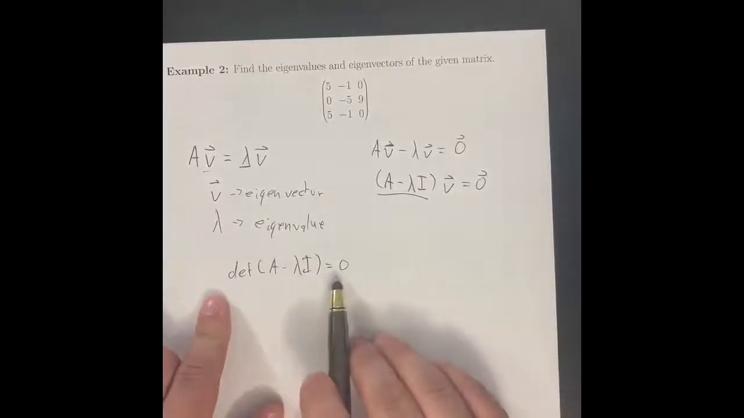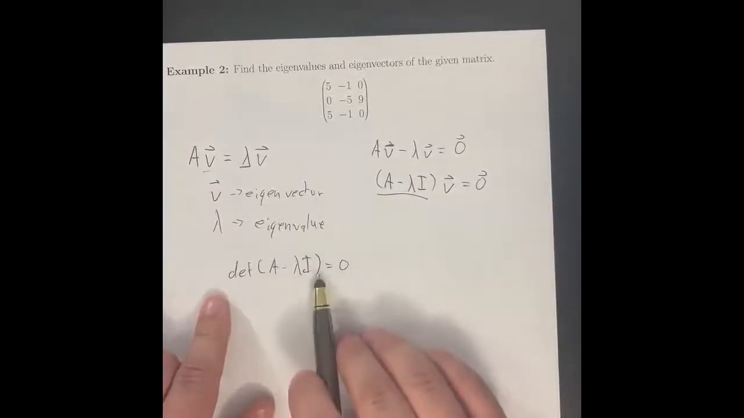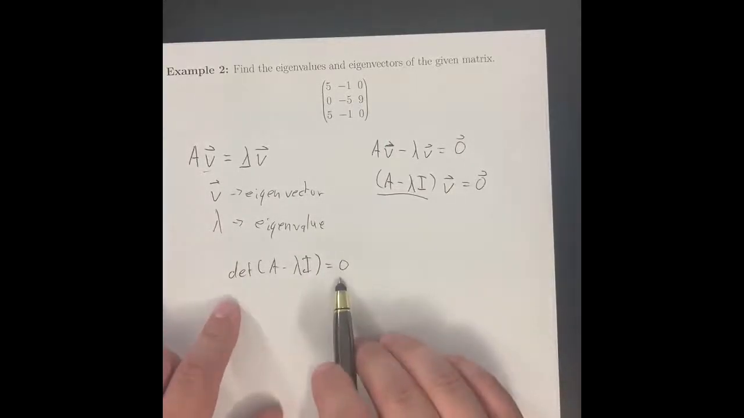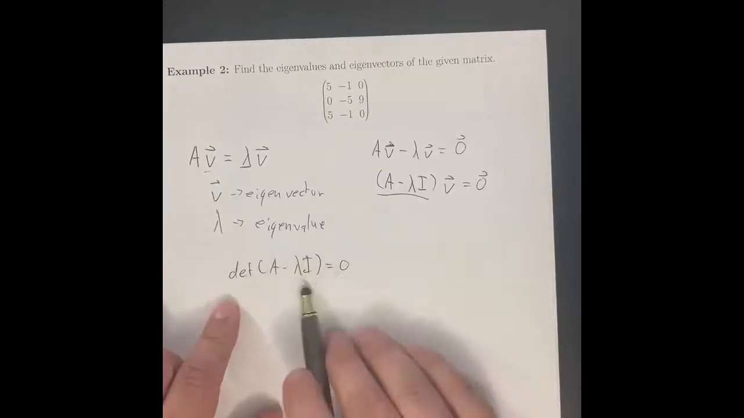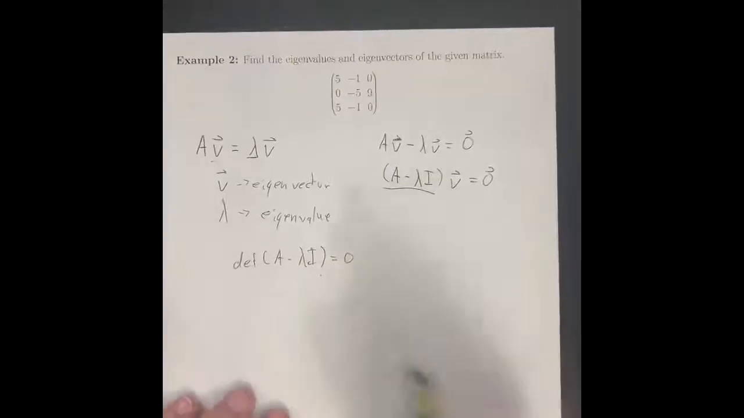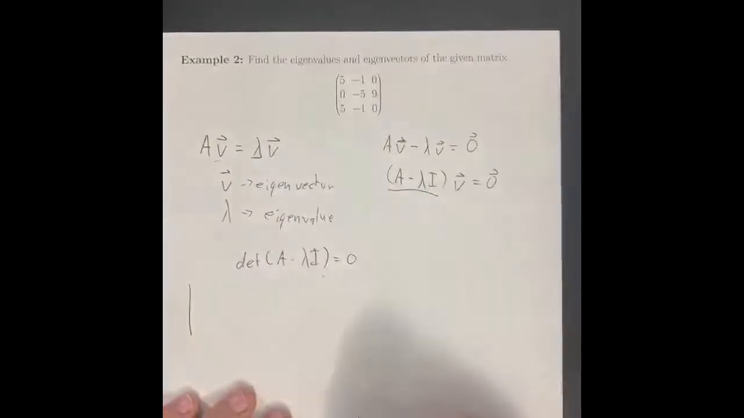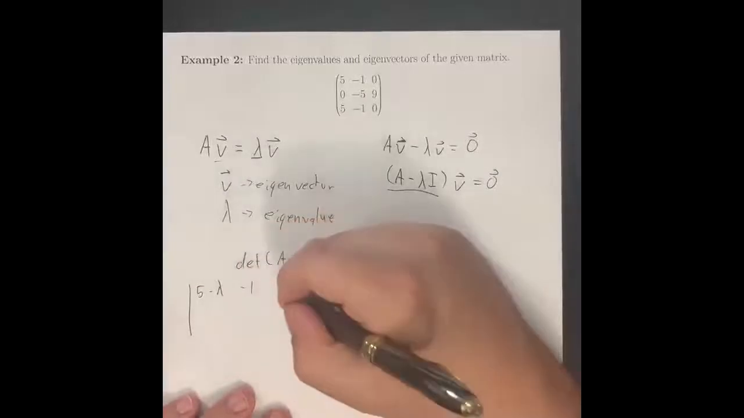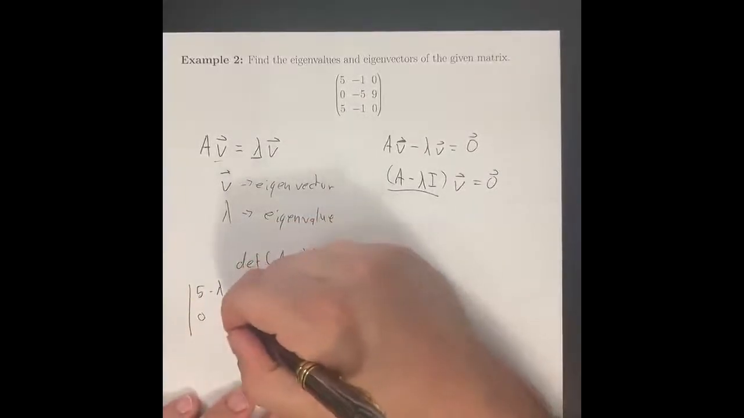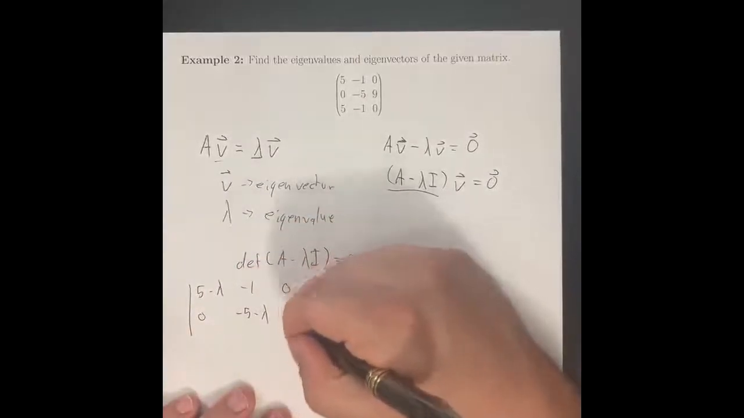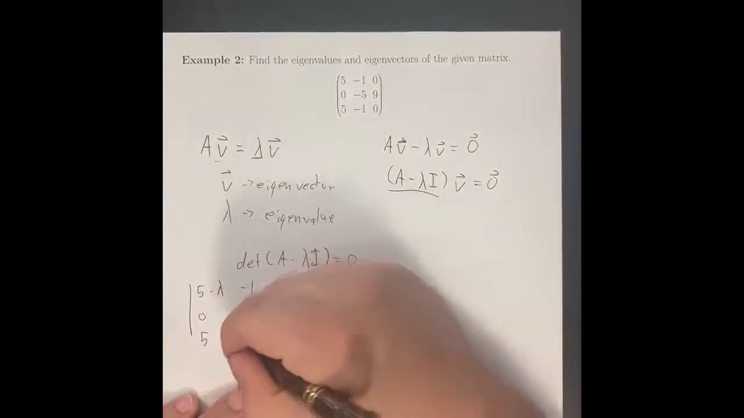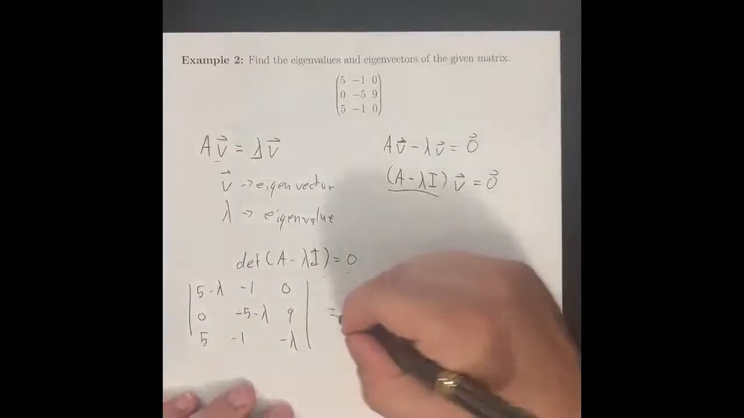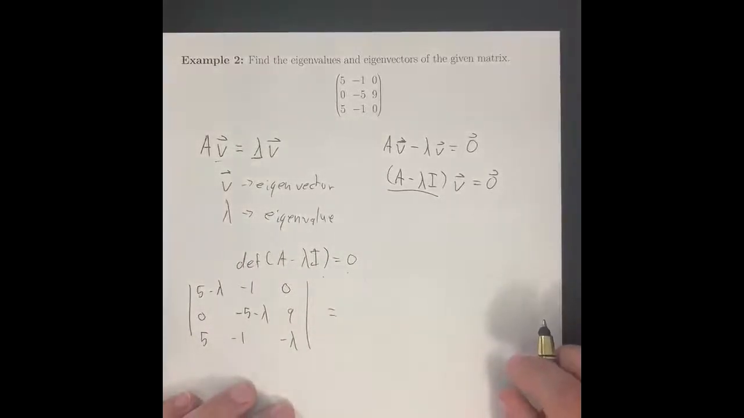This is an equation that we can try and solve. Okay, the determinant of a matrix is just a scalar value. So we can try and solve this equation right here for lambda. So what does that look like? Basically, we have the determinant of this matrix. Subtract lambda from all the diagonals. And find the determinant of that matrix.